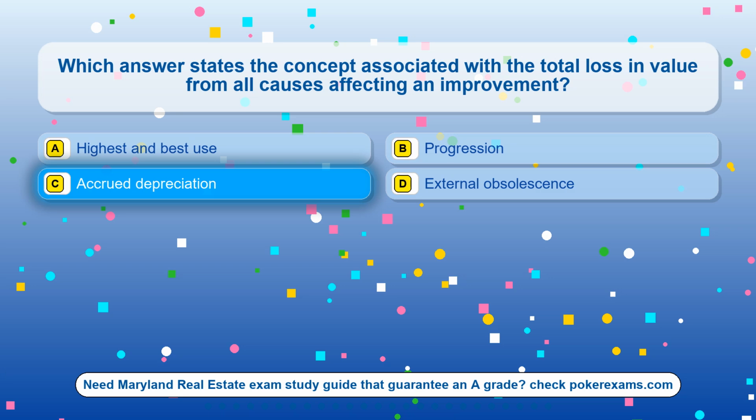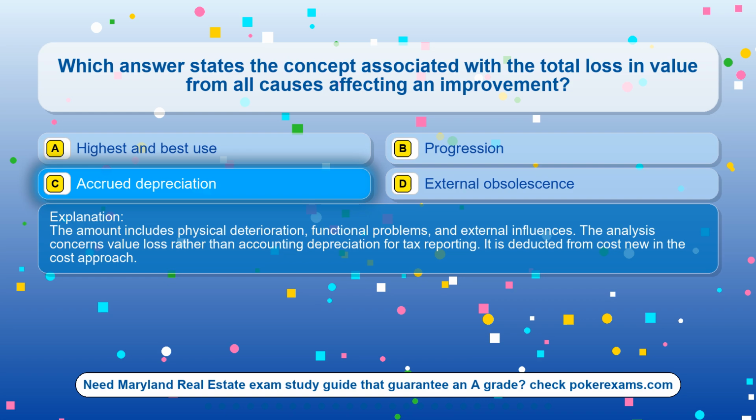The correct answer is option C, accrued depreciation. The amount includes physical deterioration, functional problems, and external influences. The analysis concerns value loss rather than accounting depreciation for tax reporting. It is deducted from cost new in the cost approach.